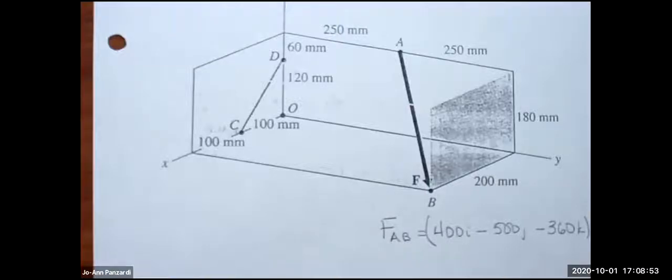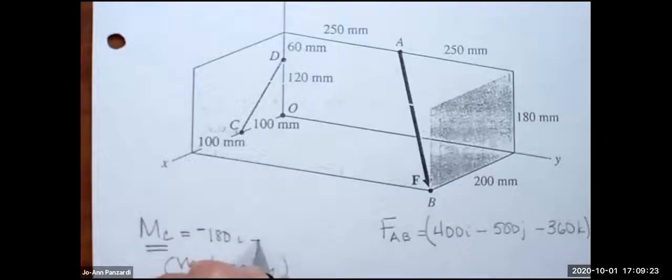Okay? And what I want you to do is find the moment about point C, which we already found. Let's go back and see what that number was so that we can check it when we calculate it again. We did this vectorially, and we got negative 180i plus 36j minus 150k newton meters.